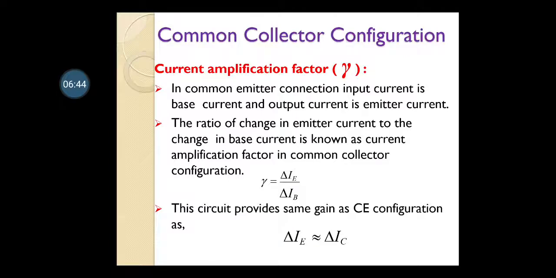The current amplification factor is the ratio of output current to input current. Here the output current is the emitter current IE and the input current is IB. So you can see the equation here: gamma is equal to del IE upon del IB. Del means change in current, that is, the change in emitter current upon a small change in base current. That is your current amplification factor and the formula. And as you know, emitter current is always approximately equal to collector current. They are very close to each other. Therefore, we can approximate IE is approximately equal to IC.